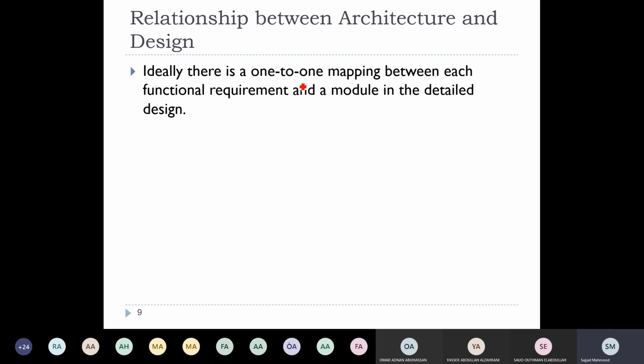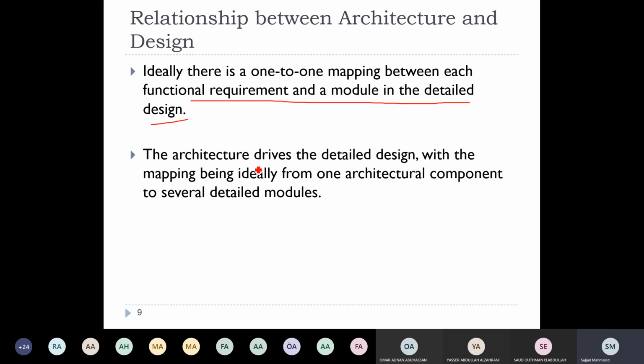Ideally, there is a one-to-one mapping between each functional requirement and a module in a detailed design, right? This is very good, it will be an easy design, right? It will be a design which is easy to maintain if you have only one-to-one mapping, right? One requirement, one piece of detailed design module, which could be a class or whatever, or a package, and it's actually doing that work. Usually it doesn't necessarily happen this way, right? It's a very ideal world. In an ideal world this will happen.